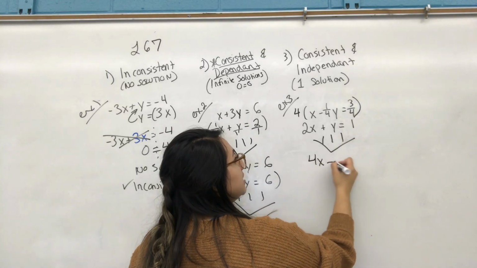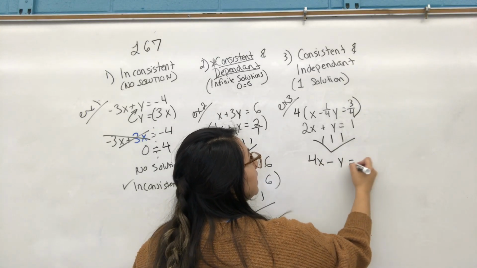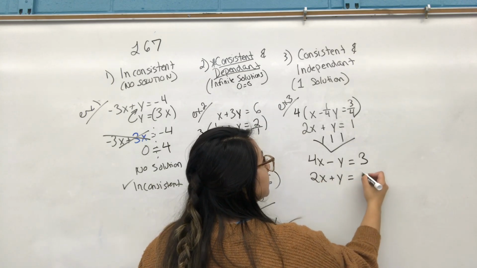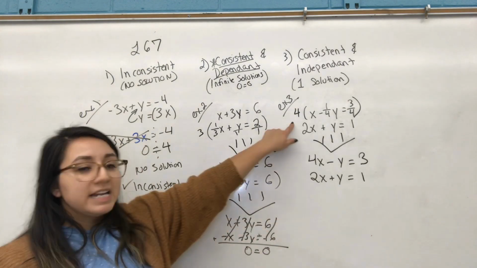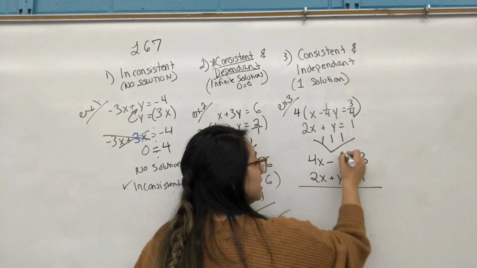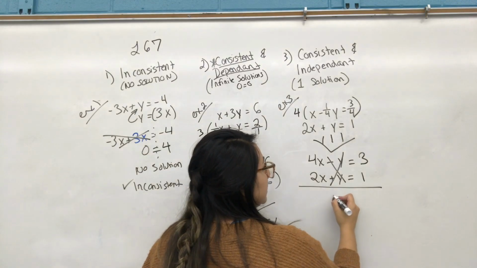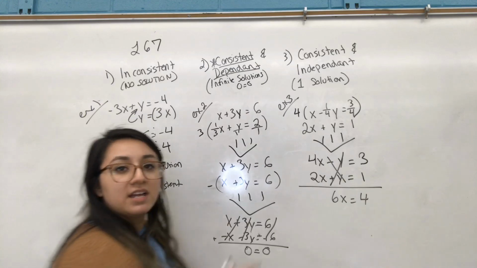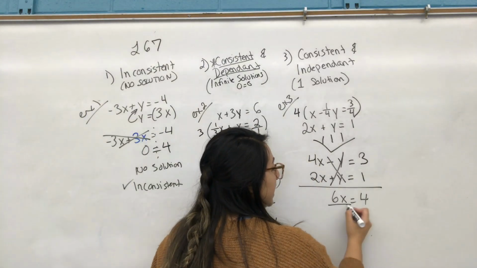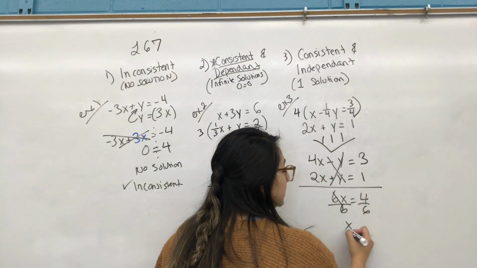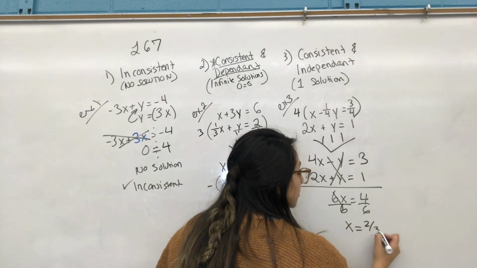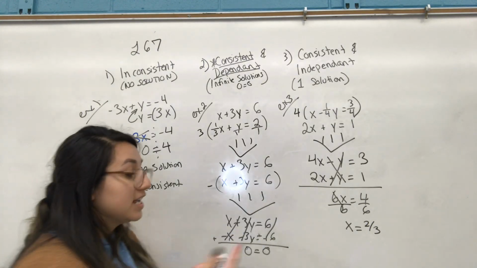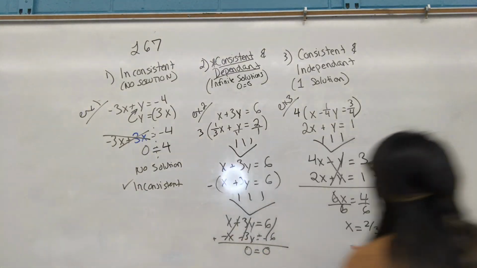I have 4x minus y equals 3. My second equation, 2x plus y equals 1. So just by eliminating that, I have this equation here. I can cancel this out. I have 6x is equal to 4. So to get x by itself, you divide both sides by 6. And you get x is equal to 2/3. It could be a fraction. If your answer is a fraction, sometimes they are, sometimes they aren't. In this case, it is. So now, x is equal to 2/3.